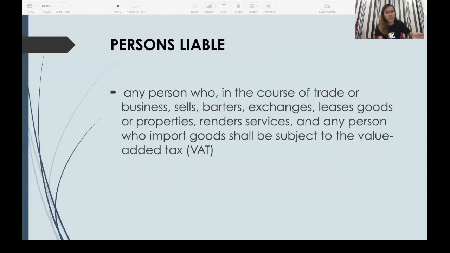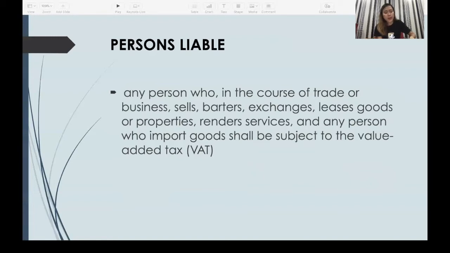Who is liable sa VAT? So, persons liable, it is any person who in the course of trade or business sells, barters, exchanges, leases goods or properties, renders services, and any person who imports goods shall be subject to the value-added tax. Now, we know that the person liable for VAT should be the seller. It should be the seller.